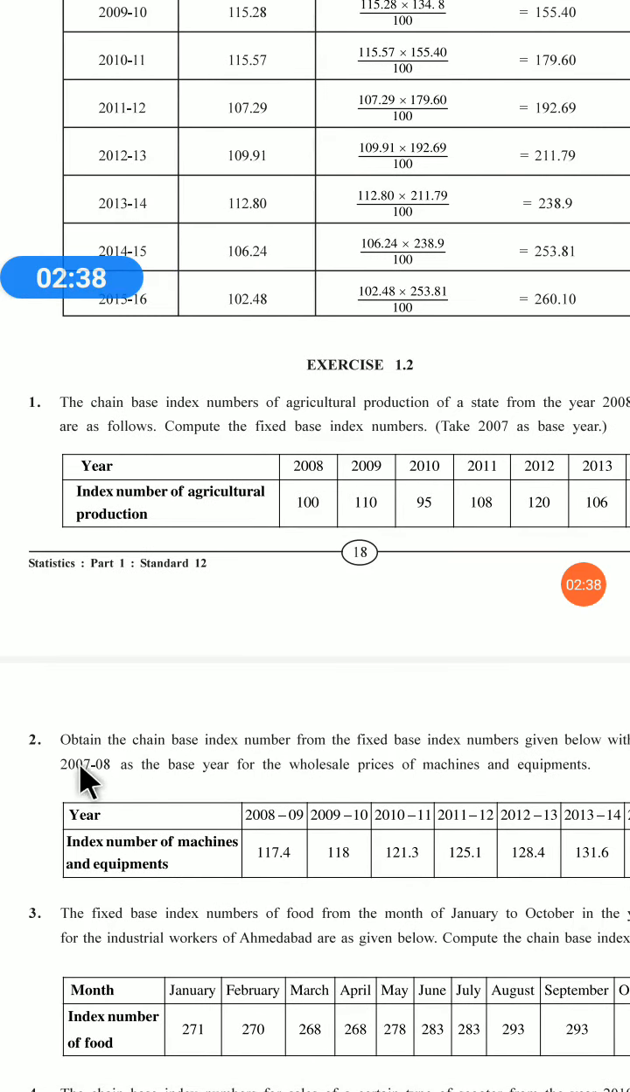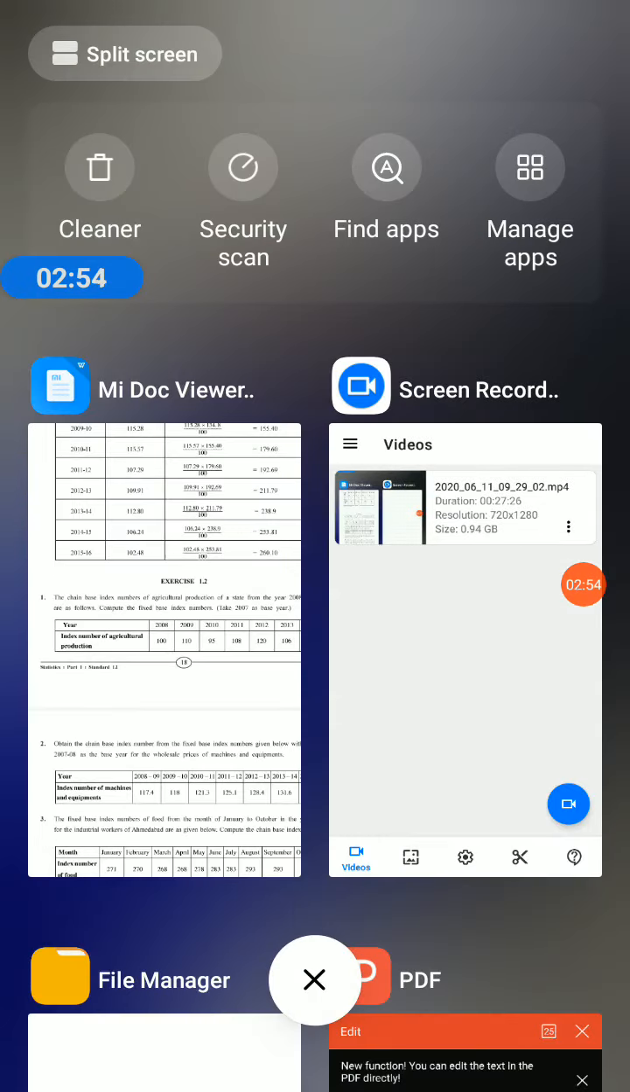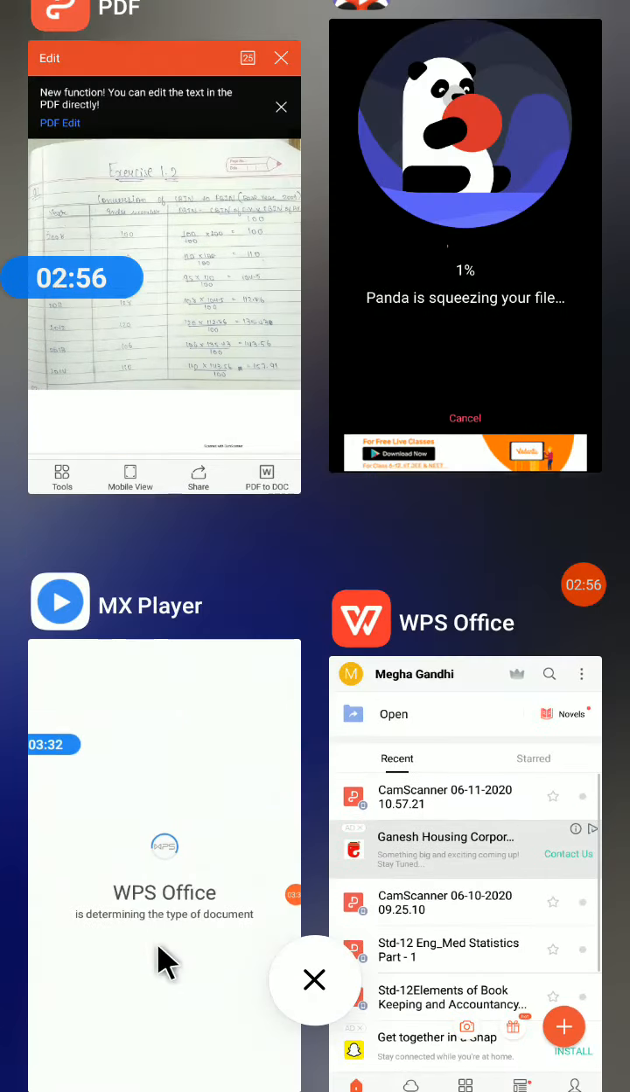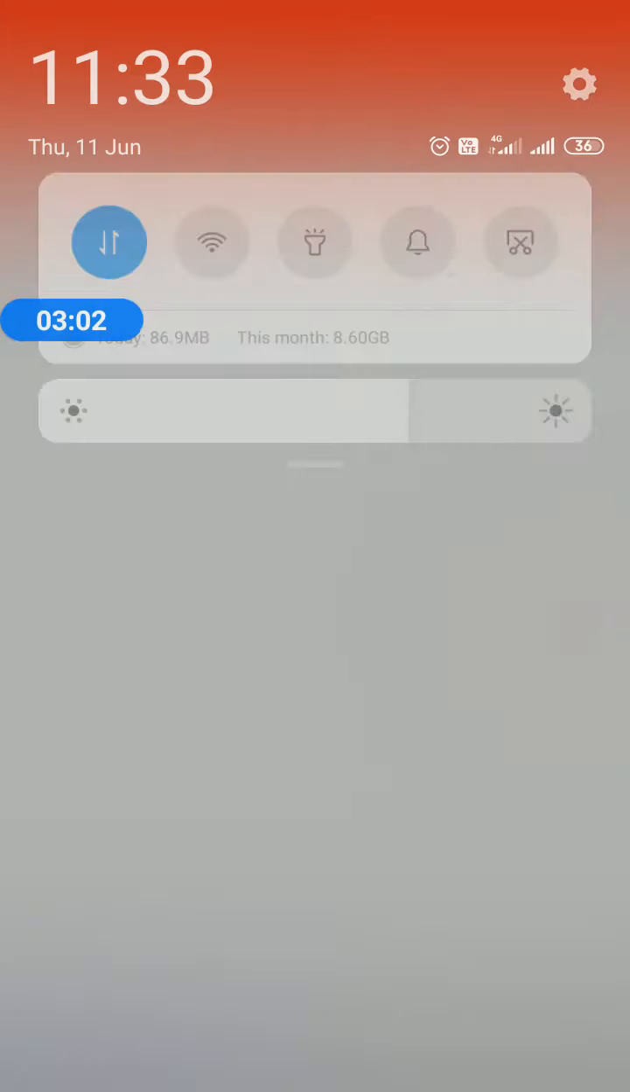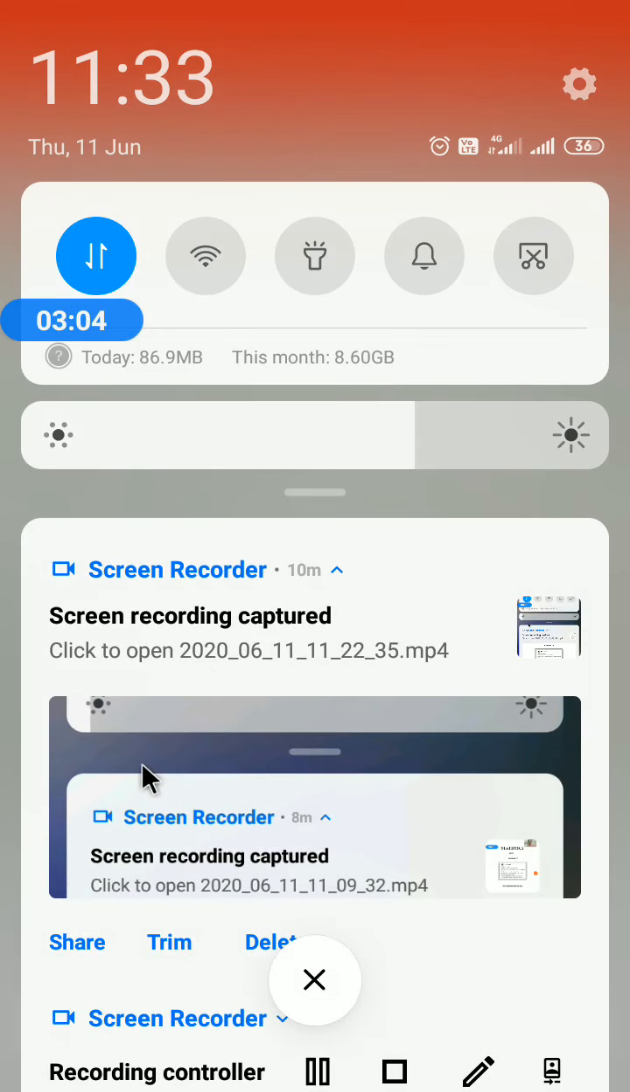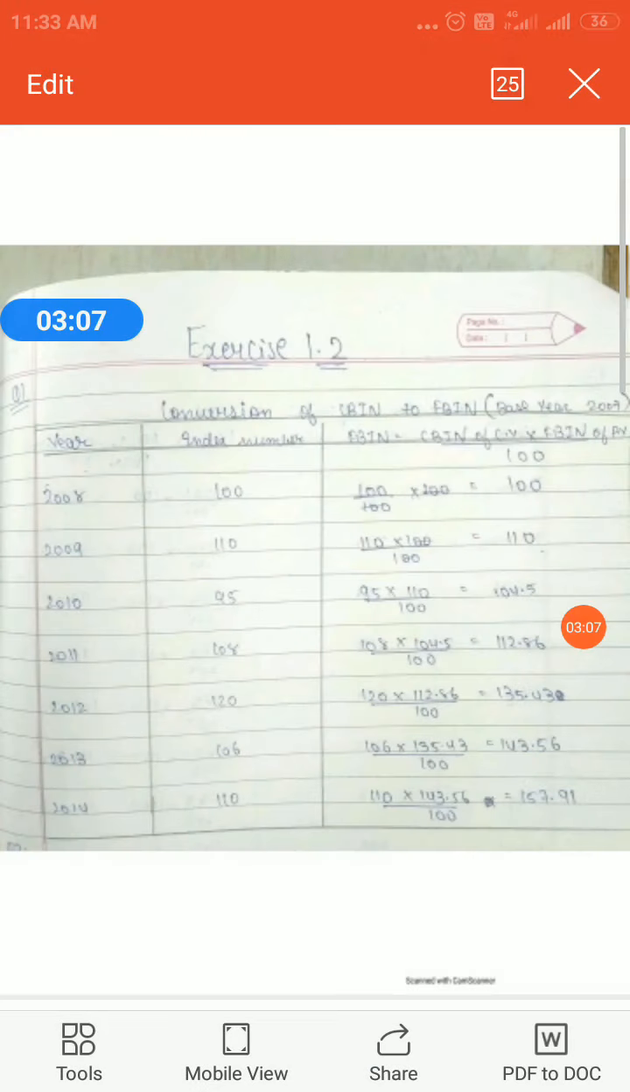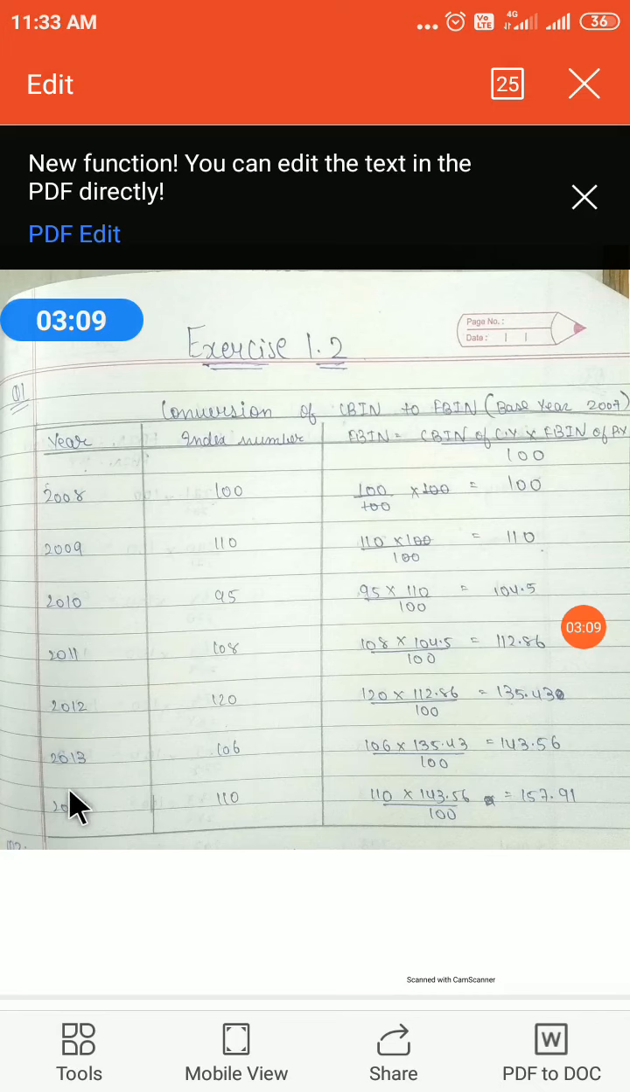For 2007-2008 as the base year, for the wholesale price of the machines and equipment. Here you can see year and fixed base index number are given. So we have to prepare a table first. The table is regarding the conversion of a chain base index number.